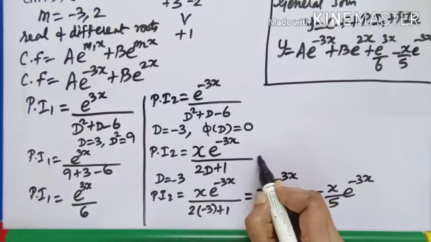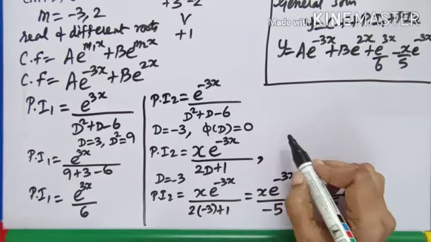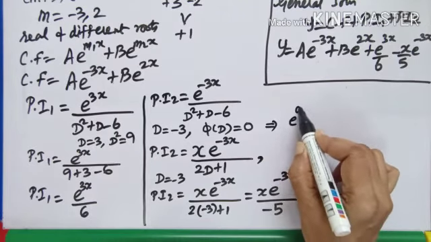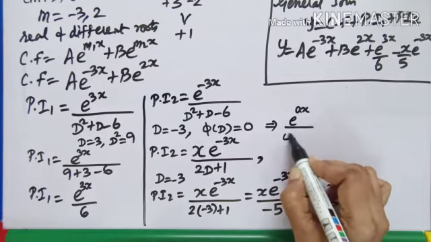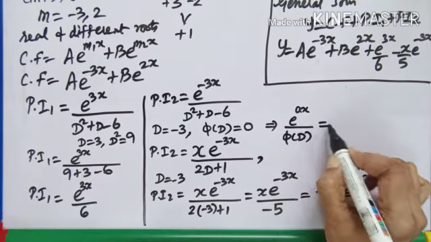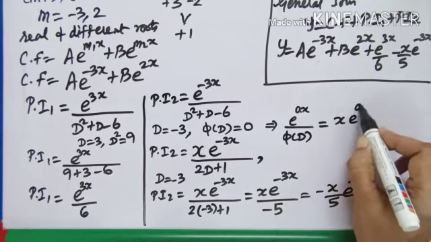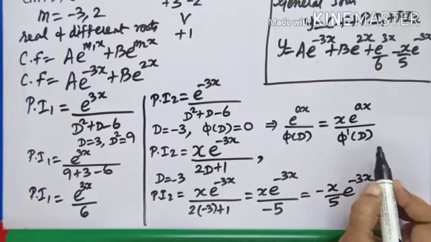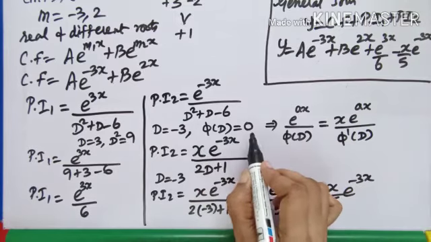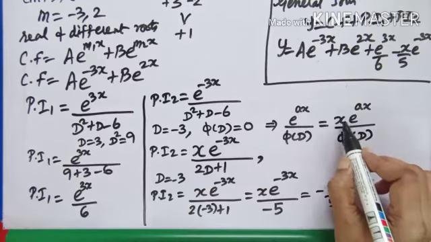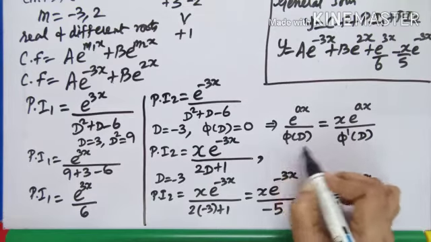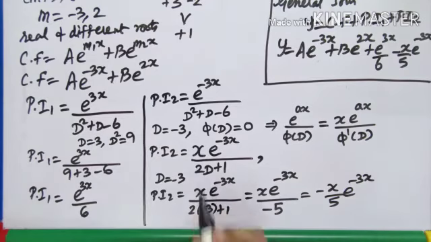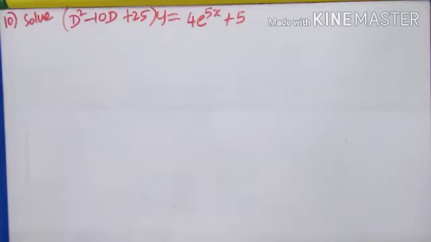Let us write the formula here. Whenever the denominator is 0, we have e power ax by phi of d. We rewrite x e power ax by phi dash of d. Let us remember, whenever the denominator becomes 0, put x in the numerator and whatever is in the denominator, differentiate it. That is what we have done.